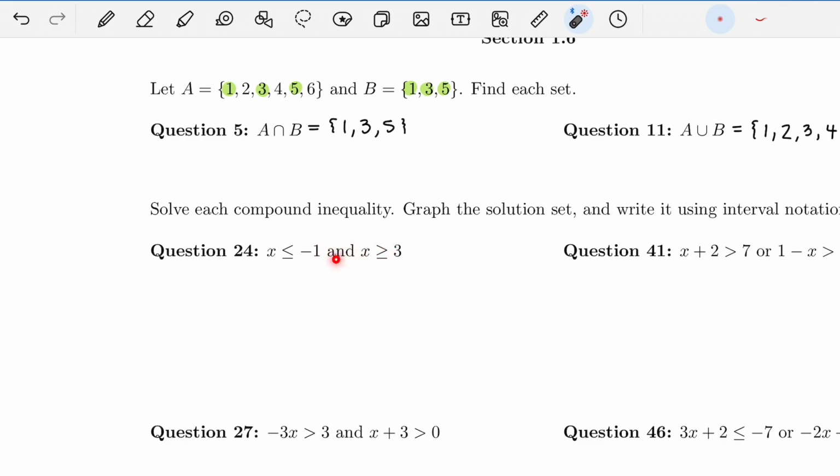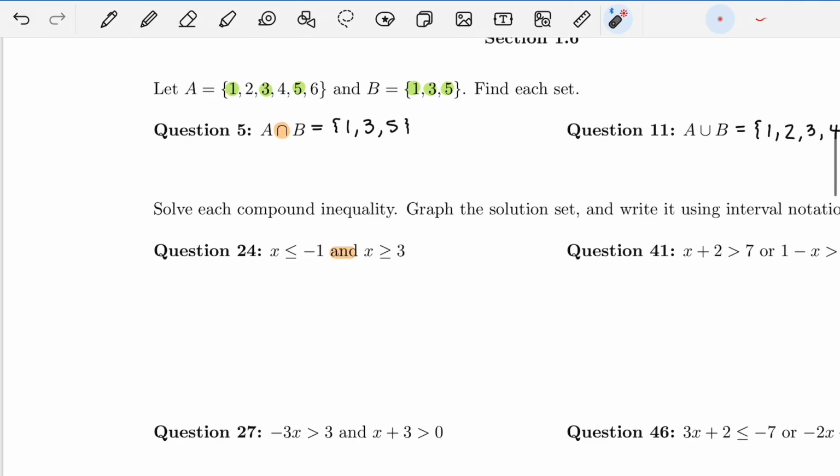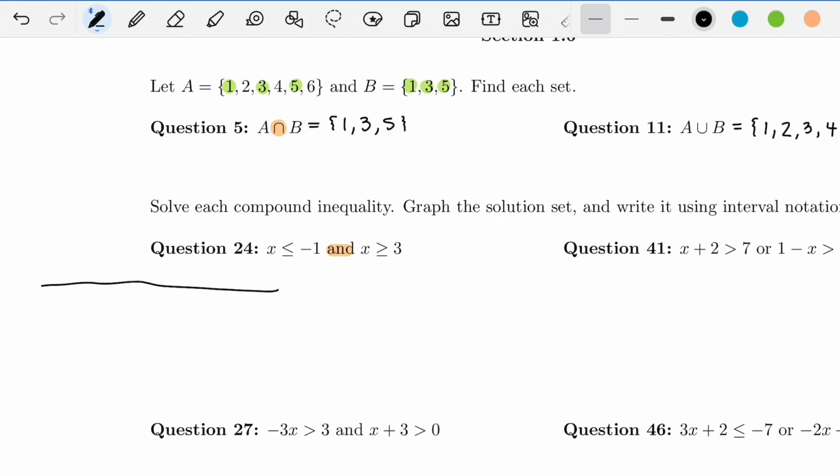Now when we have this and here, we can think of and as the same as our intersection. So our final solution set are going to be the numbers that make this true here, the numbers that are going to be less than or equal to -1 and greater than or equal to 3. So let's graph this on the number line here. And what we'll do is we'll graph these guys separately. So let's do some color coding here. We'll do blue for this one, and we'll do green for this one here. All right, so let's do some labeling.